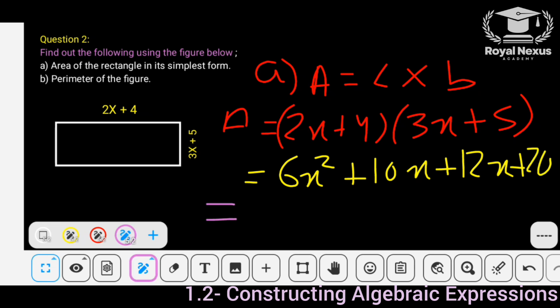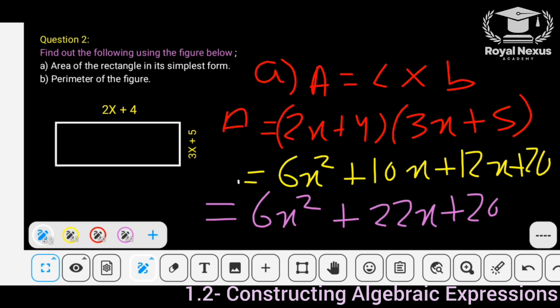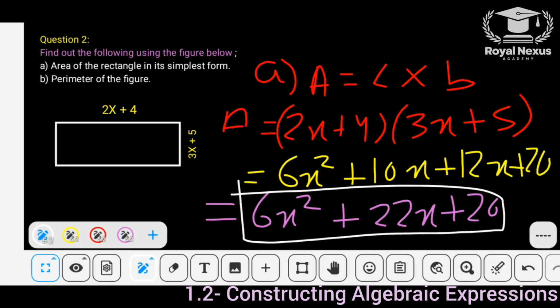So if we just simplify it, 6x square will be written as it is, 10x and 12x will be added together, so it will be 22x, and 20 is written as it is. So this is the answer, 6x square plus 22x plus 20.